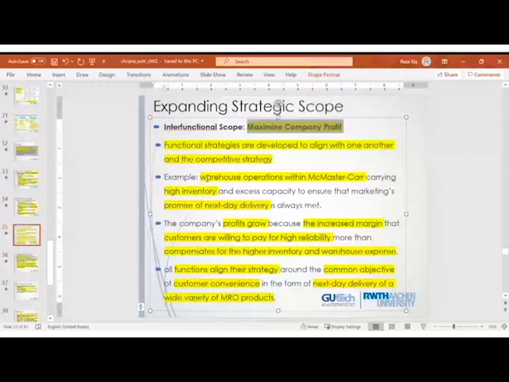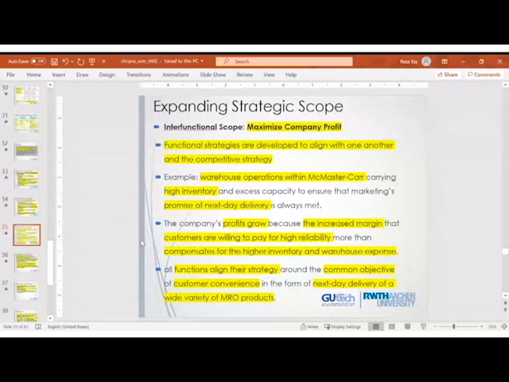Again, I mentioned one example here. For example, McMaster-Carr, if you remember, was a supplier of some maintenance products. Their competitive strategy was next day delivery. So whatever you are ordering, you can expect that tomorrow that order will be ready to be delivered to the customer. So what would be the functional strategy? High level of inventory. By having a high level of inventory, they can promise next day delivery.